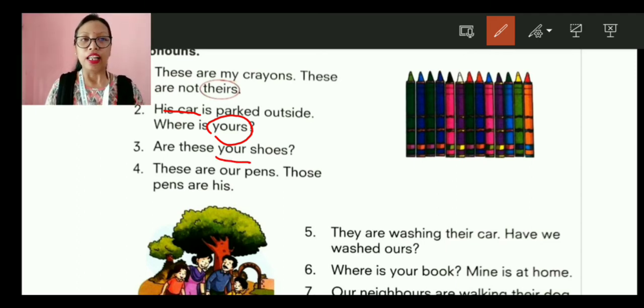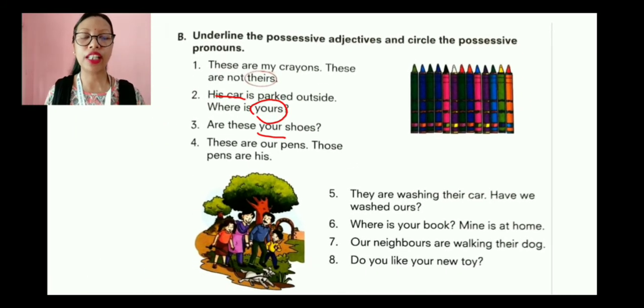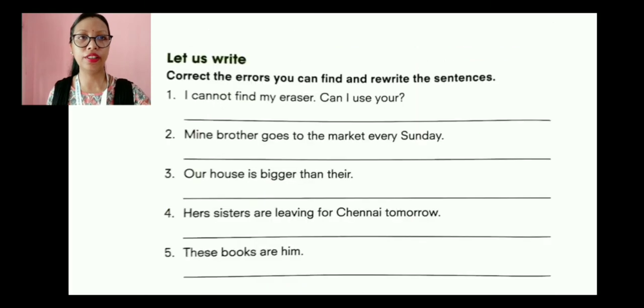Clear? In this way, you are going to do the other 4, 5, 6, 7, 8. These are exercises on your own. I'm going to give you the answers, but try to solve it on your own. Okay, understand the list, understand the possessive adjective and possessive pronouns, and then try to attempt the exercise. Then we have one more exercise here. The last one. Let us write.